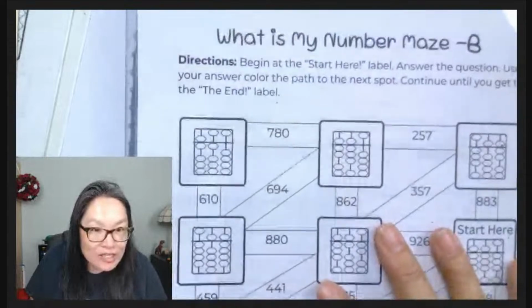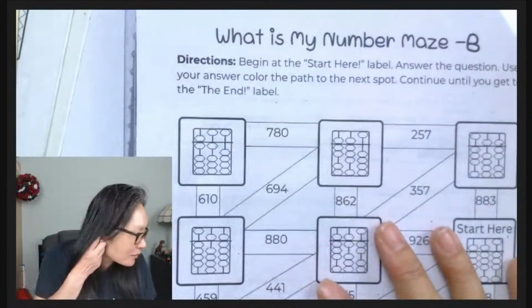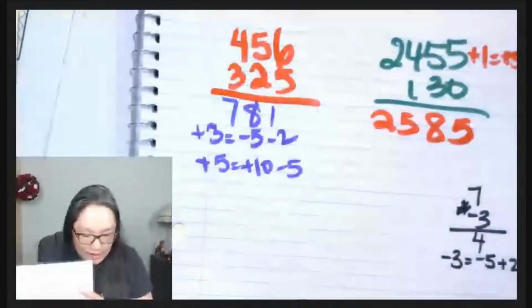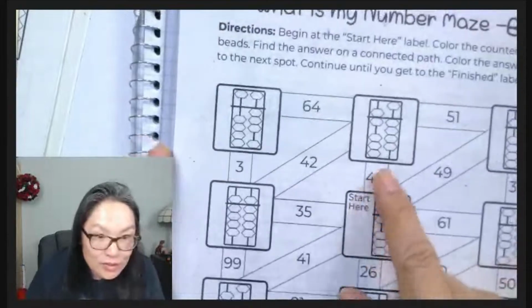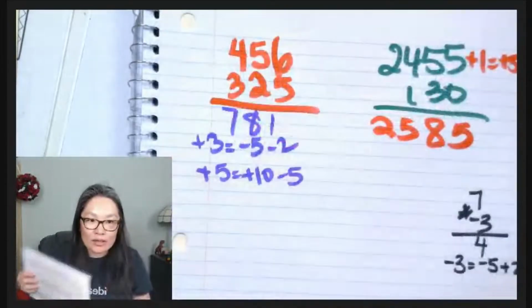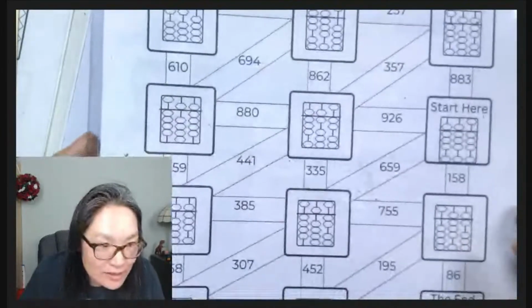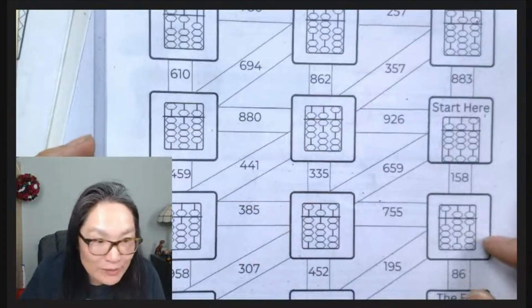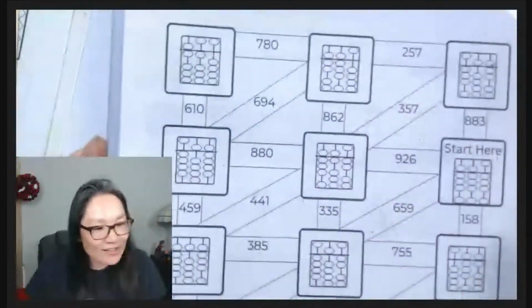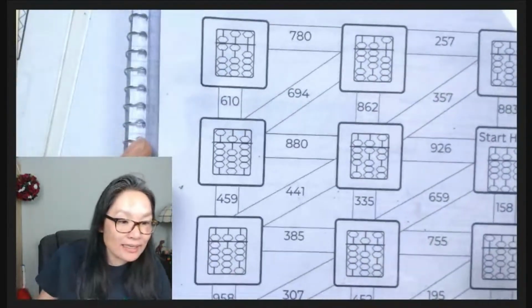I don't know, Lady J, if I told you about my new maze. I'm trying to get it to be published. So I got the 2 digits, and then I'm going to work on 3 digits as a maze. And this is just about bead recognition. Yeah, and maybe we'll see you tonight.